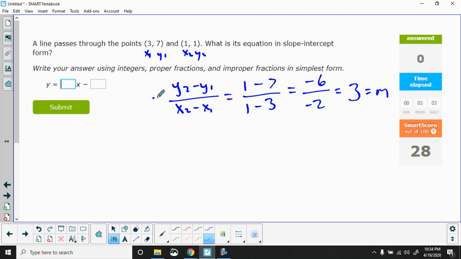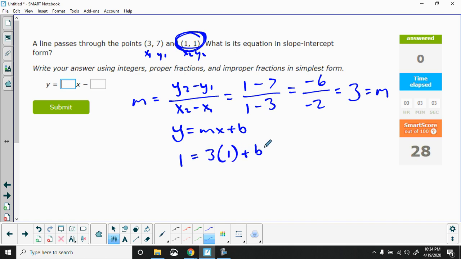And then slope-intercept form. Again, pick the easy points. 1, 1, so 1. Slope we found out to be 3, so 1 again, plus b. 3 times 1 is 3. Subtract 3. And we get negative 2 for our b. So, again, they already put the negative there, so just put the 2. And then 3. Hit submit.